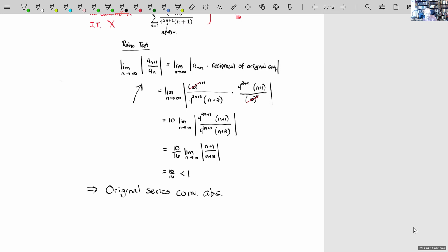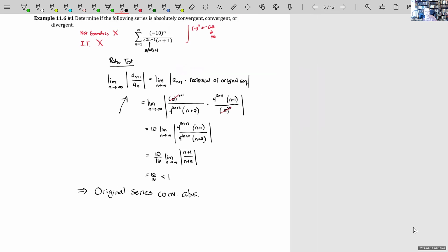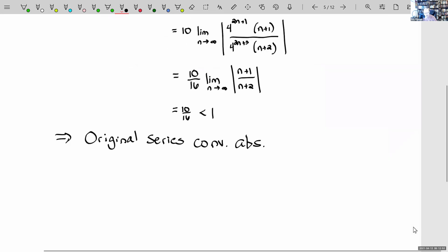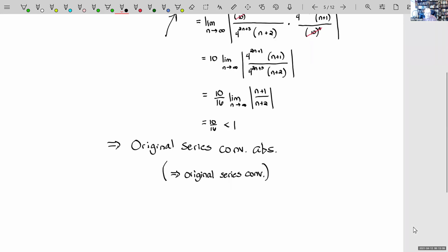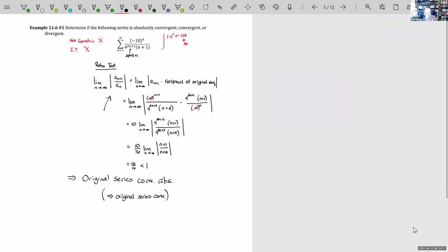Which, by the way, not only does that mean that the absolute value of all the terms, when you add them up, converges, but it also means the original series just converges. So when I say converges absolutely, I'm going to put in parentheses here, implies original series converges. You don't have to do that. When you tell me the original series converges absolutely, it implies anyway, just by saying those words, that the original series converges. But I'm just reinforcing that idea here.